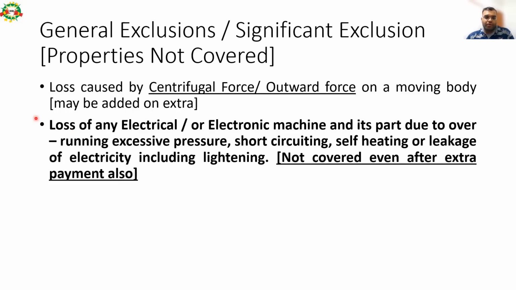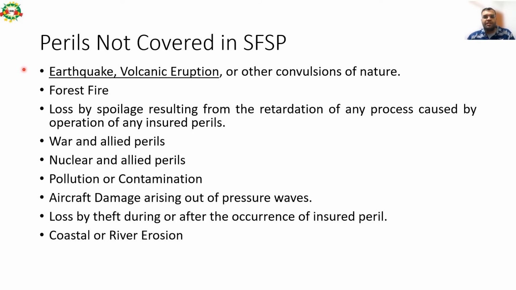And the most important point under this slide is that loss of any electrical or electronic machine and its part due to overrunning, excessive pressure, short circuiting, self-heating or leakage of electricity including lightning. These things are not covered even if extra payment has been made with the intent to cover these risks. This is the list of perils which is not covered in SFSP policies.